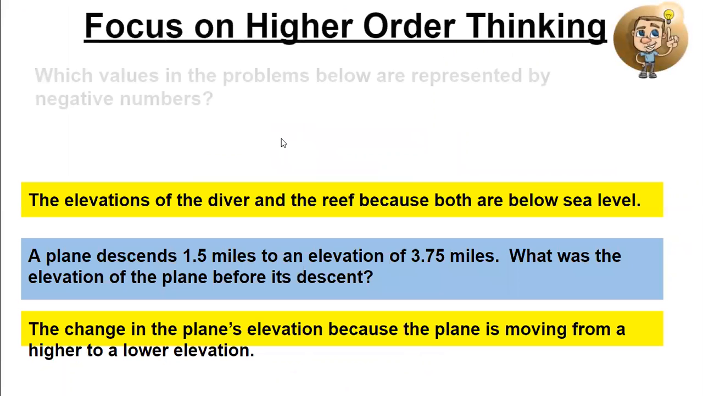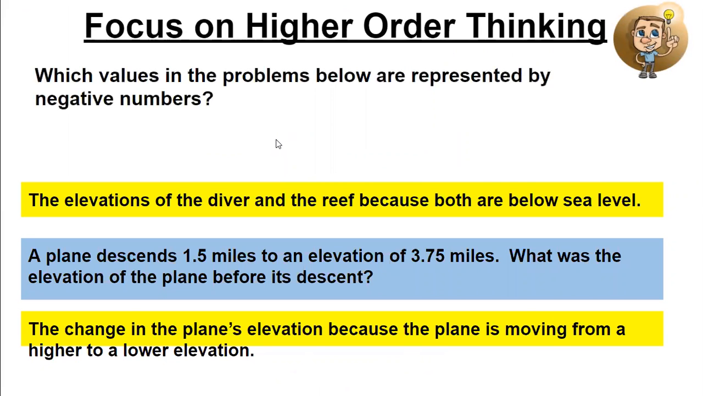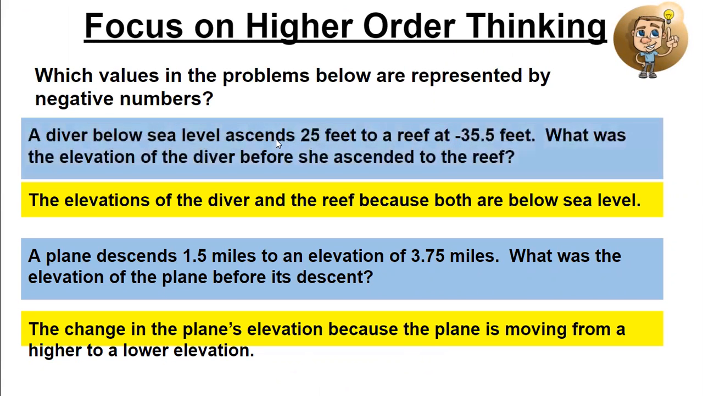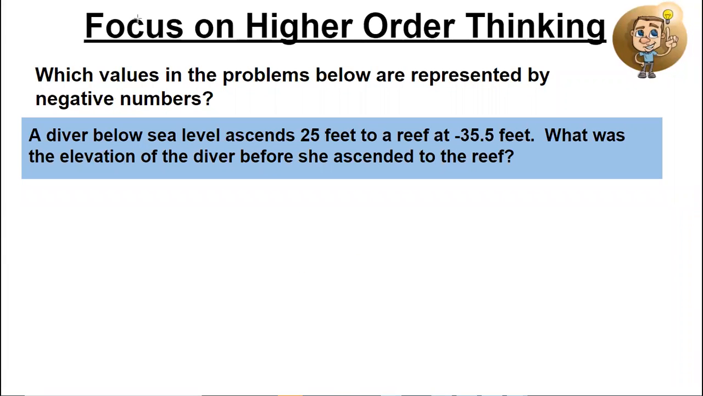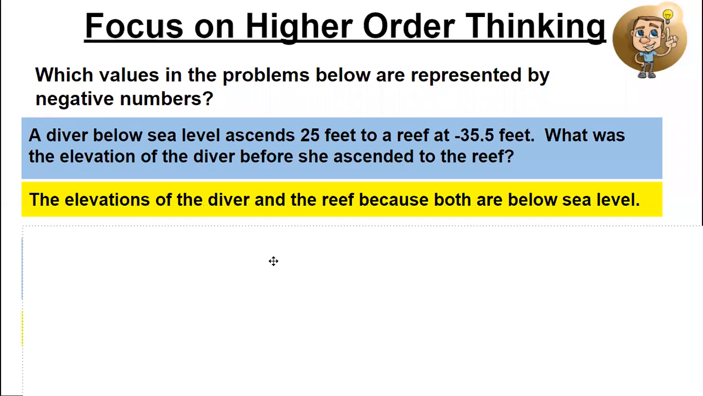Oh, this one didn't work out right. Let's see. Which values in the problems below are represented by negative numbers? Well, you got all the answers there. A diver below sea level ascends 25 feet to a reef at -35.5. What was the elevation of the diver before she ascended to the reef? Okay, we don't need to know the answer. We just need to know which ones are negative, right? So which one's negative? The elevation of the diver and the reef, because both are below sea level.